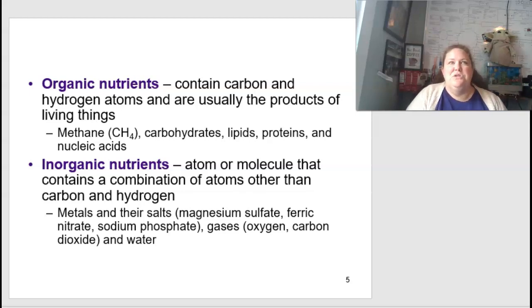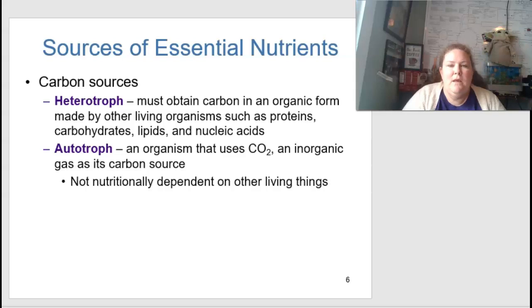Where our inorganic nutrients, this would be an atom or a molecule that contains a combination of atoms other than carbon and hydrogen. And these would be examples of metals and their salts like magnesium sulfate, ferric nitrate, sodium phosphate, and our gases such as oxygen, carbon dioxide, and water.